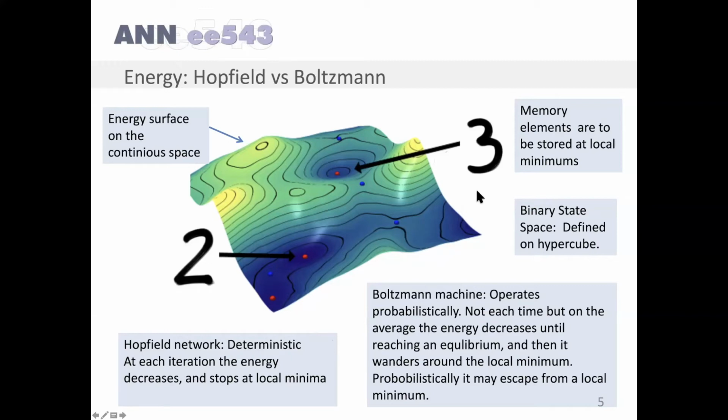On the other hand, if we are considering binary state space, either for Hopfield network and also we have binary state space for the Boltzmann machine, then they are defined on hypercube and these local minima are corresponding some corners of the hypercube. Boltzmann machine operates probabilistically compared to the Hopfield network, which was deterministic. Not each time, but on the average, the energy decreases until reaching an equilibrium, and then it wanders around the local minimum. Probabilistically, it may escape from a local minimum.